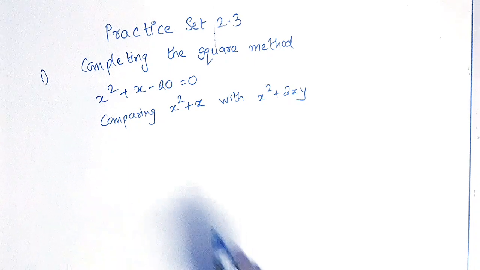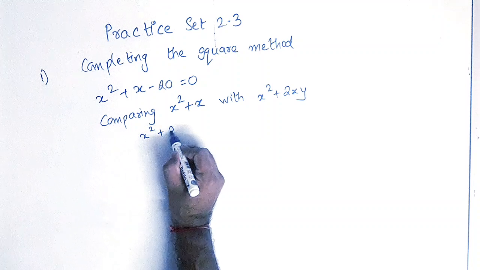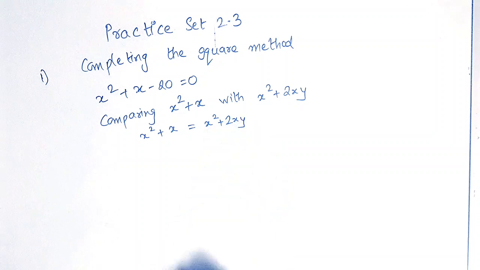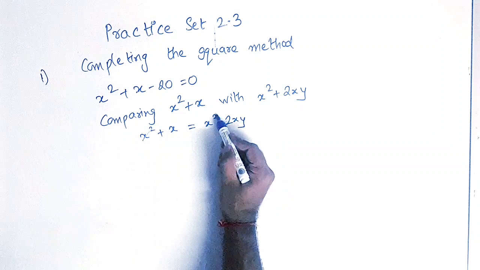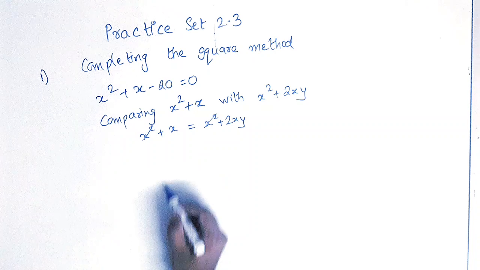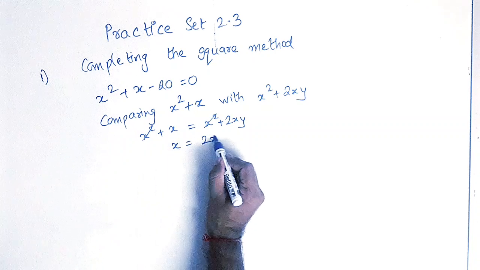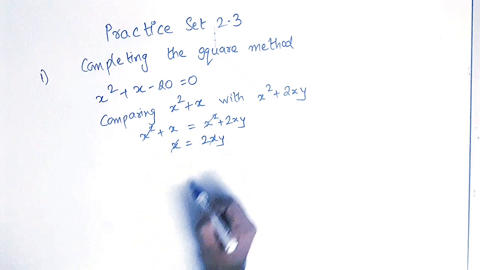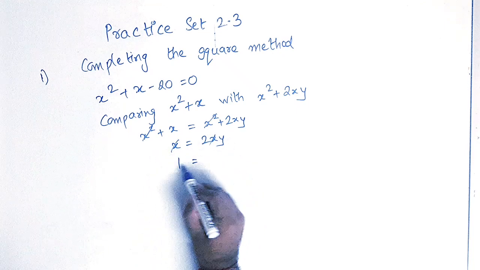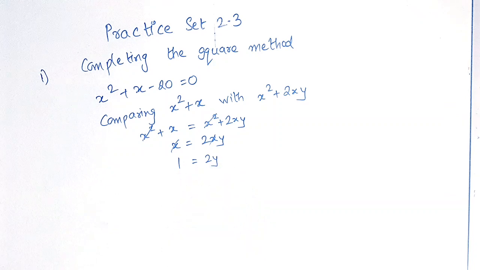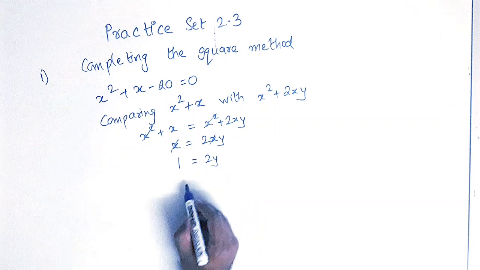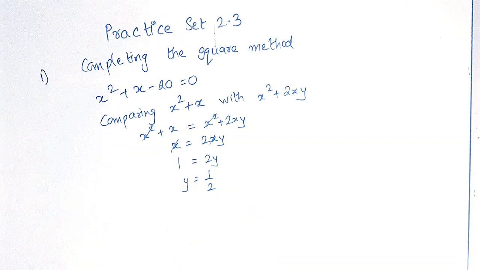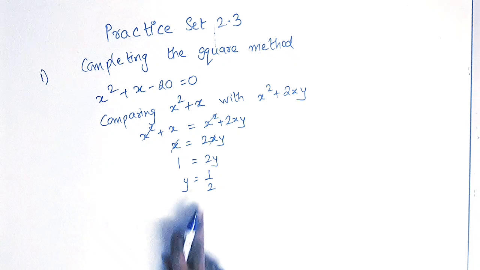Okay, now if I keep it here, x square plus x equals this x square plus 2xy. So what happens here? x square gets cancelled. What remains is x is equal to 2xy. Here also what can we cancel? x we can cancel. What remains here? Nothing. 1 is equal to 2y. Okay, that means 2 will move here. y is equal to what? 1 upon 2.